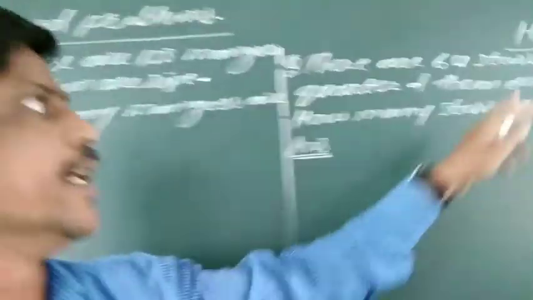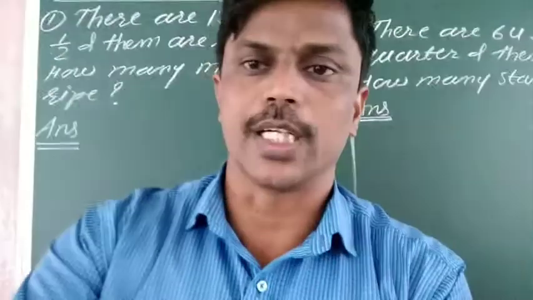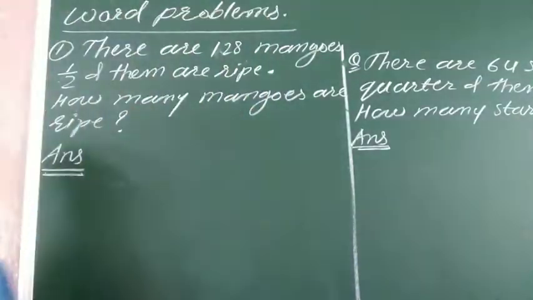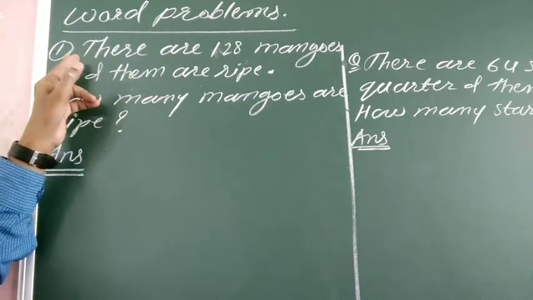In today's class, it is chapter number 9, halves and quarters. In our previous class, we learned about some word problems. Now see, in today's class also some more word problems are here. So see, first word problem is here.